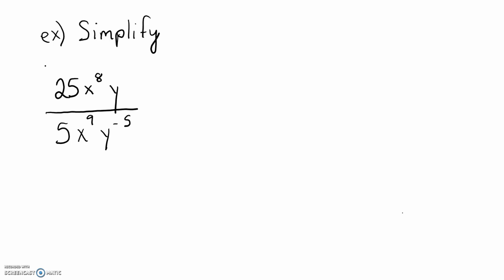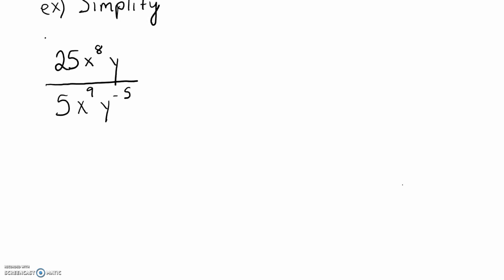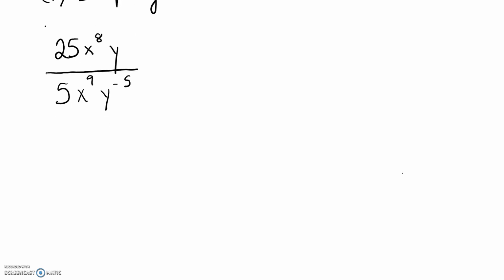Okay, so here we're going to simplify. We have 25 times x to the 8th times y divided by 5 times x to the 9th times y to the negative 5th. So for this we will be using our quotient rule for exponents, which states if you have two like bases and you are dividing those terms, what you're going to do is subtract your exponents.